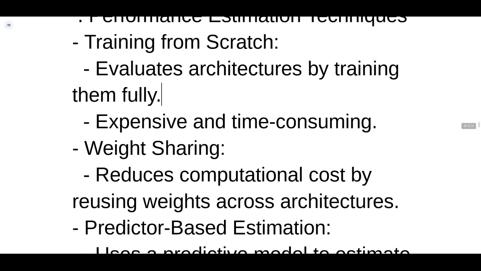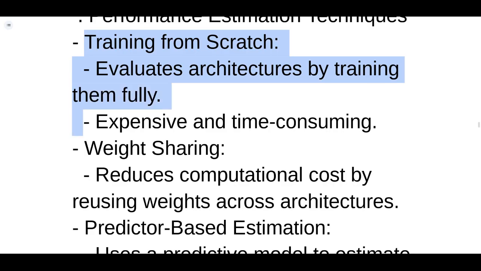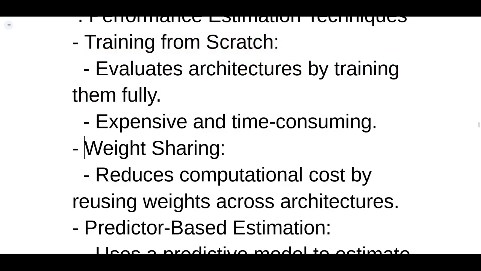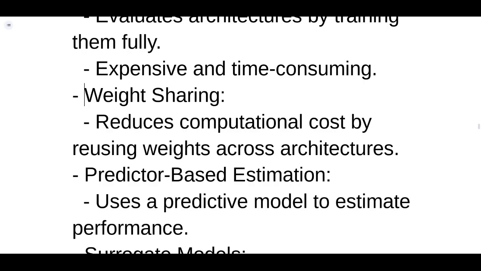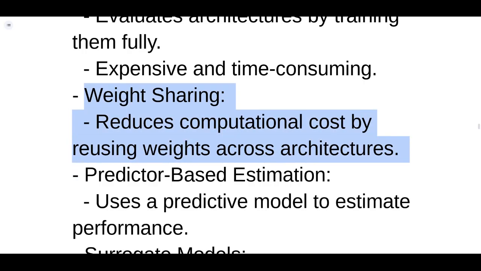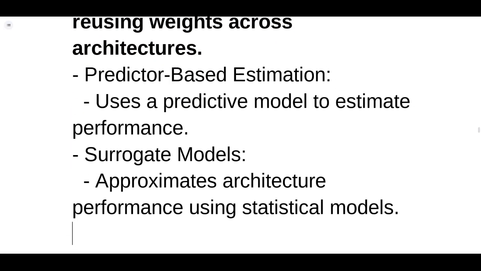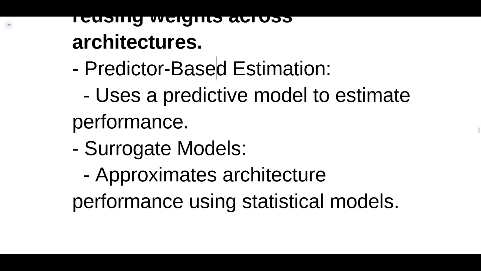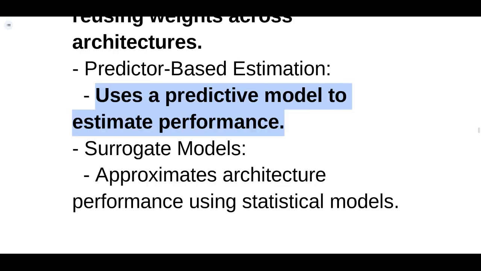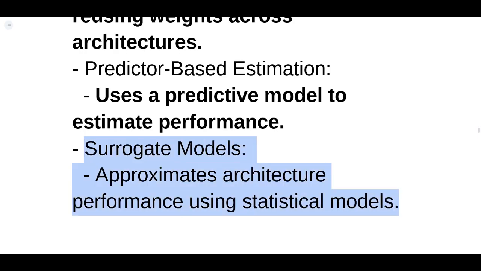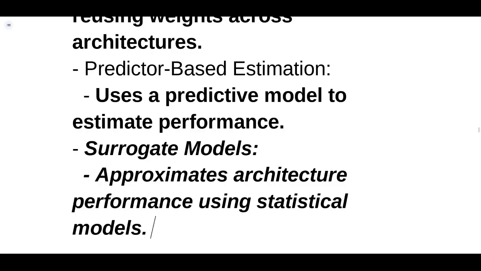Performance estimation techniques. Training from scratch evaluates architectures by training them fully; this is expensive and time consuming. Then weight sharing reduces computational cost by reusing weights across architectures. Then predictor based estimation uses a predictive model to estimate performance. Surrogate models approximate architecture performance using statistical models. This is also very interesting.